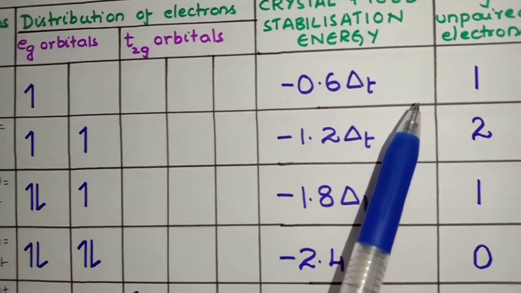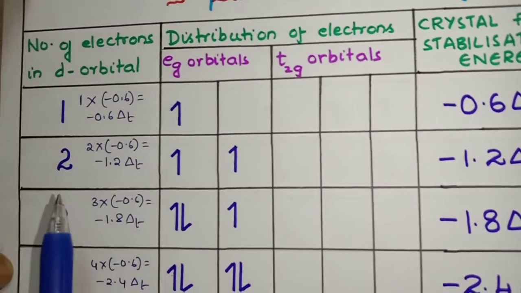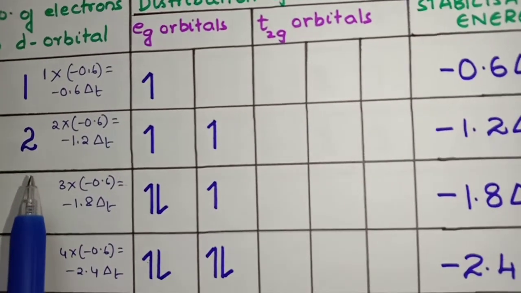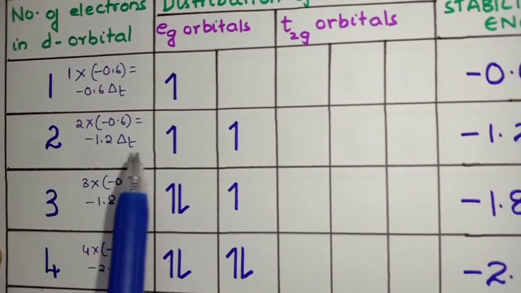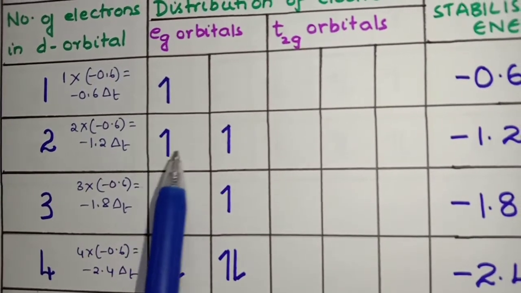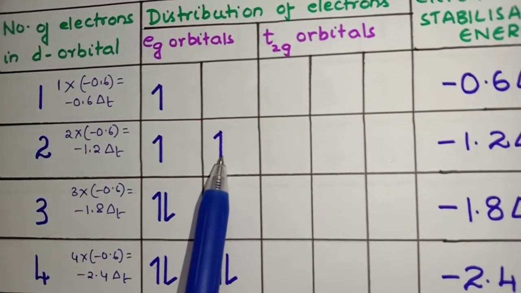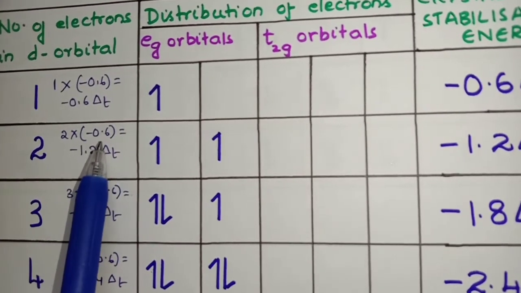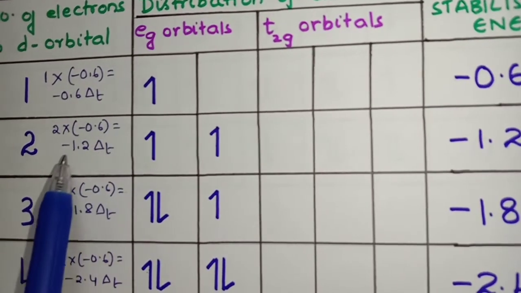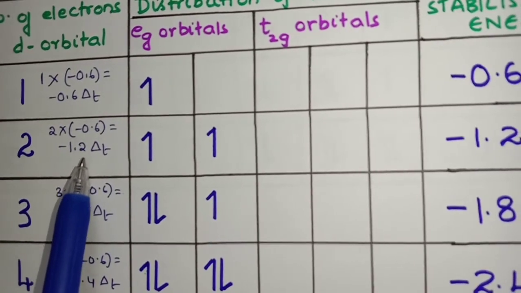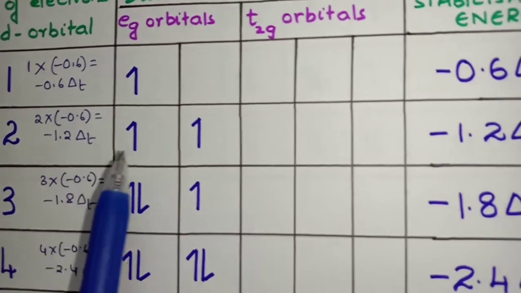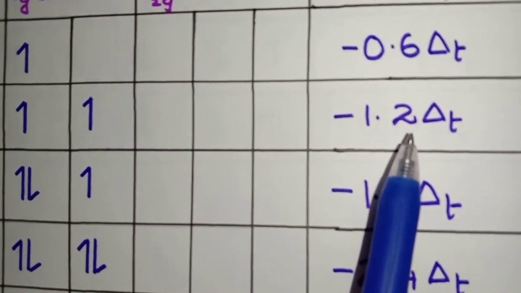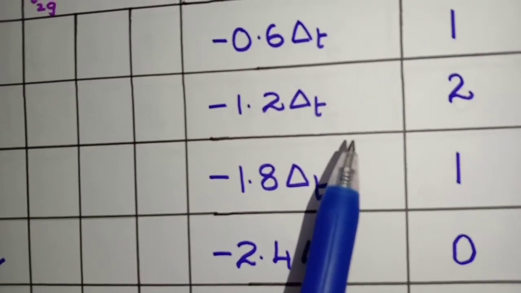Okay students, clear? Next, coming to the second one, if the number of electrons in d orbital is 2, then the first electron enters here. This is the second electron. Calculation of CFSE, 2 into minus 0.6, which becomes equal to minus 1.2 delta T units. The same I have written here, minus 1.2 delta T. Number of unpaired electrons is 2.